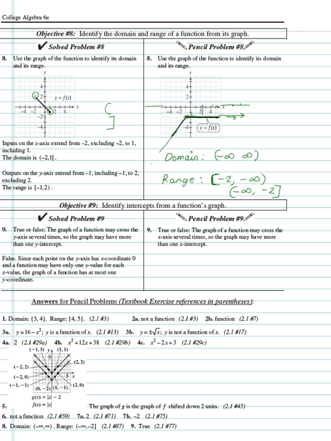True or false? The graph of a function may cross the x-axis several times. So the graph may have more than one x-intercept. Absolutely. I'm going to show you. This graph is touching the x-axis only once. I'm going to show you another graph, a parabola. This graph is touching the x-axis more than once. So it's not necessary that the graph touches the x-axis only once. It could be touching 2 times or more than 2 times. So this is a true statement.